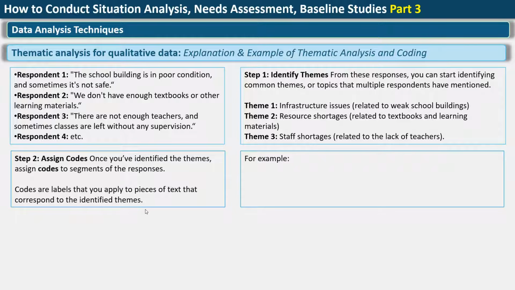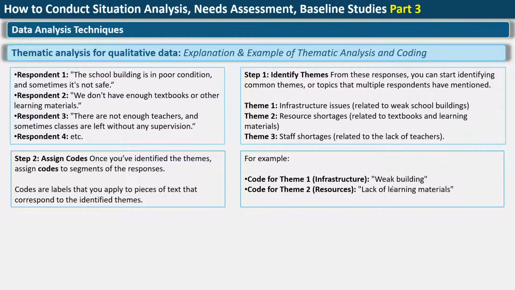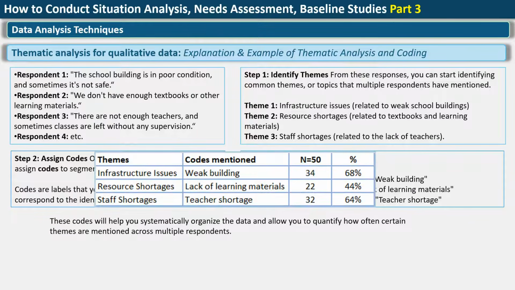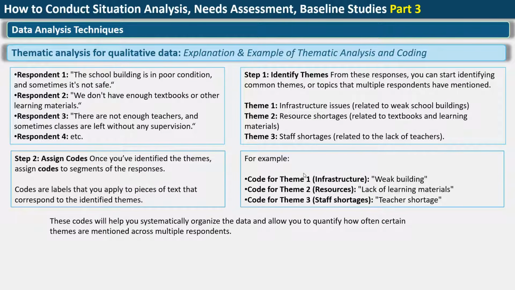For example, here you can see code for theme 1, infrastructure issues. So our code is weak building. Another code is related to resources, lack of learning material. And the third one is staff shortage, so teacher shortage. These codes will help you systematically organize the data, quantify how often certain themes are mentioned across multiple respondents.